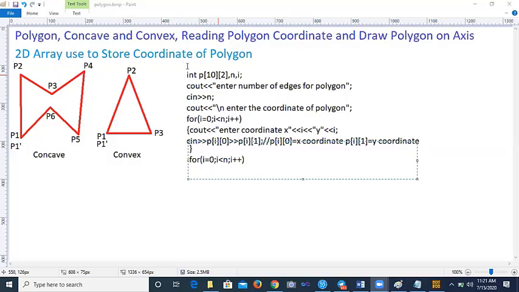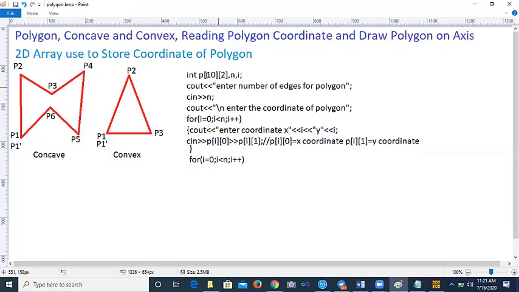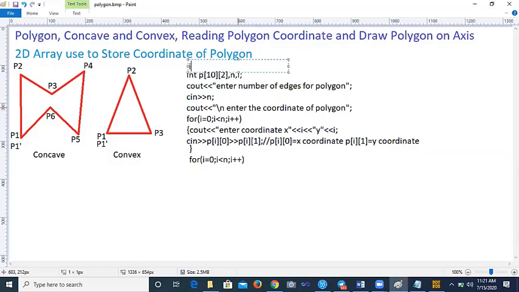Suppose I need only a single dimensional array. So I can type int p of 10. What is this p of 10? This is only a single dimensional array.